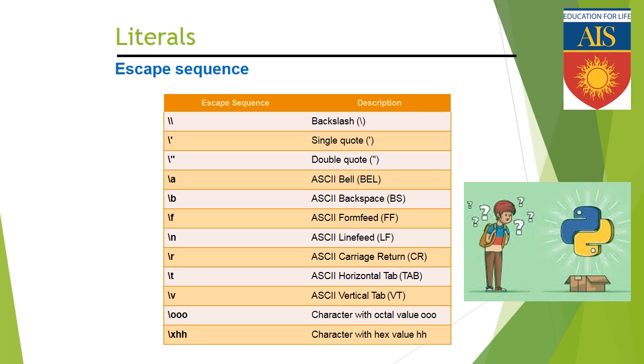Now some of the escape sequences in Python. If you give two backslashes together, then it will be known as backslash. If you give one, then it will be known as single quote. If you give one, then it will be double quote. If you write only \a, then it will be ASCII bell, \b for backspace, \f for form feed, \n for line feed, \r for carriage return, \t for horizontal tab, \v for ASCII vertical tab, and \ooo for character with octal value, and next is \x for character with hexadecimal value. So these are escape sequences.